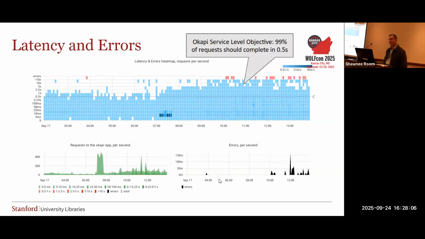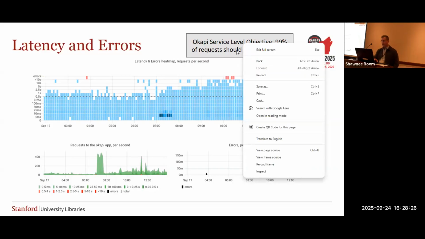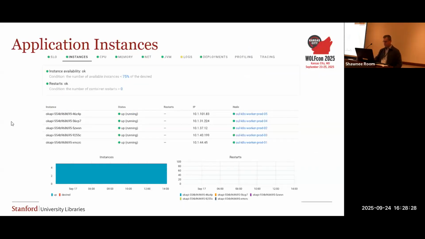Then if you drill down into latency and errors, this is the latency for, I think, Okapi up here. This threshold line is what we define in Coroot as our threshold. So as long as 99%, what does this thing say here? Oops, let me go back.